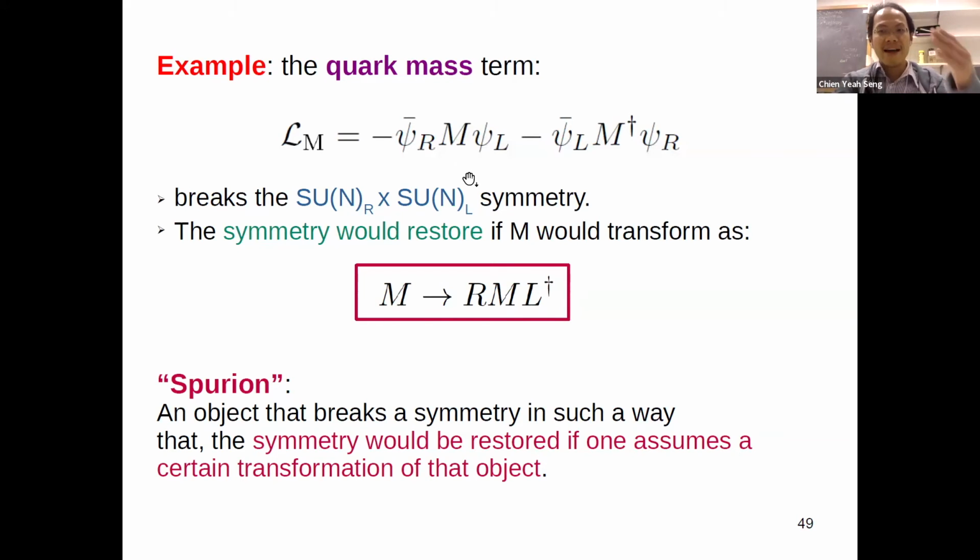So the quark mass term breaks the chiral symmetry in such a way that the symmetry would be restored if you assume a certain transformation rule of the quark mass term. This concept is known as the spurion. A spurion is an object that breaks the symmetry in such a way that the symmetry would be restored if one assumes a certain transformation of such an object. So the quark mass matrix can be taken as a spurion. Namely, it would restore chiral symmetry if you assume that it transforms in this way.